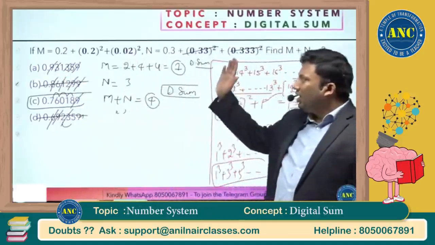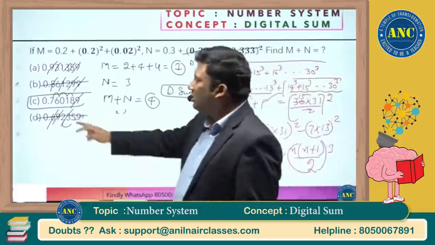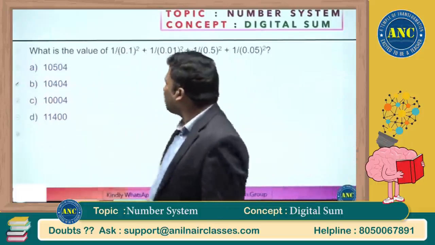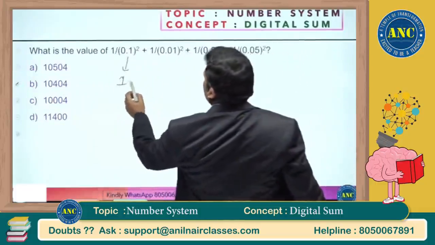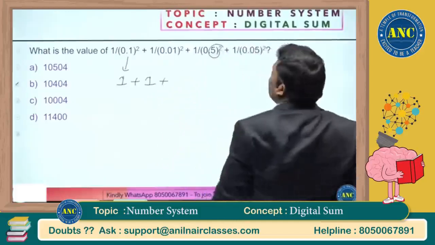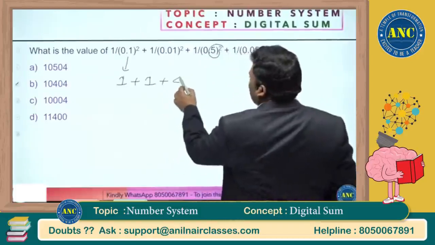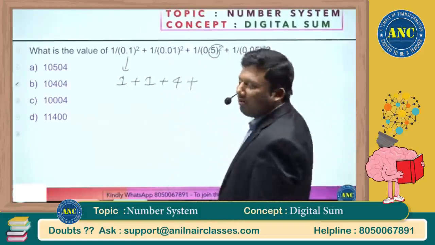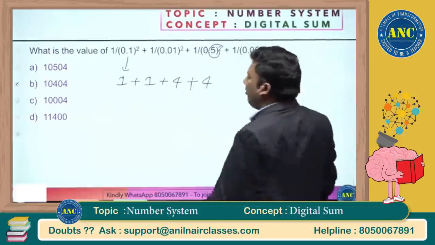Even if the upper values are different, you can also find the digital sum of the given powers. This digital sum is 1 square it is 1, 1 square it is 1, 5 square it is 25. 25 digital sum is 7. 7 means multiply the numerator and denominator by 4. 25, multiply the numerator and denominator by 4.